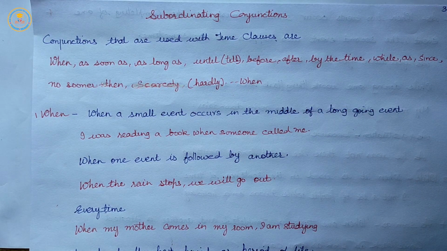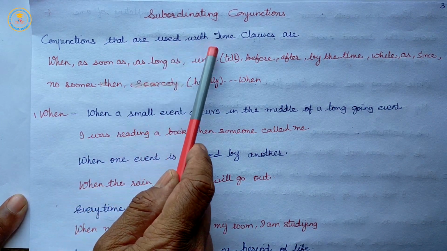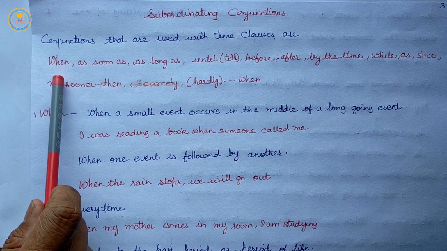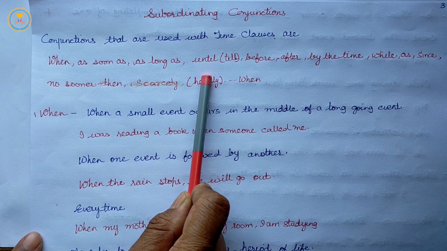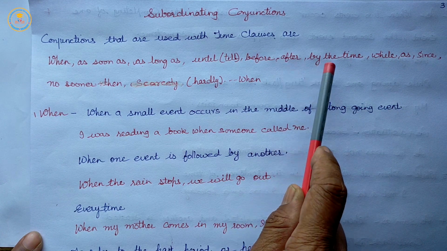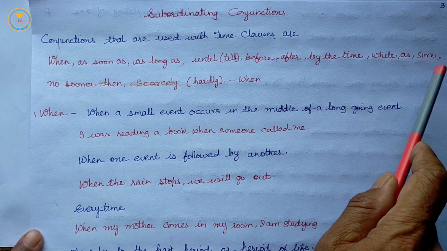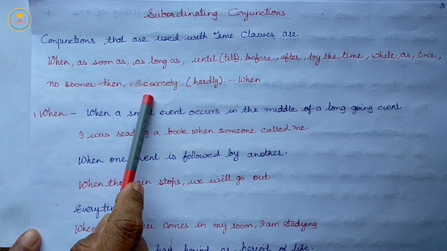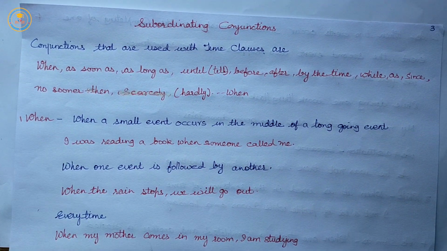Conjunctions used in this time clause. Subordinating conjunctions. Conjunctions that are used with time clauses are when, as soon as, as long as, until or till, before, after, by the time, while, as, since, no sooner than, scarcely or hardly when. So, here are some subordinating conjunctions.